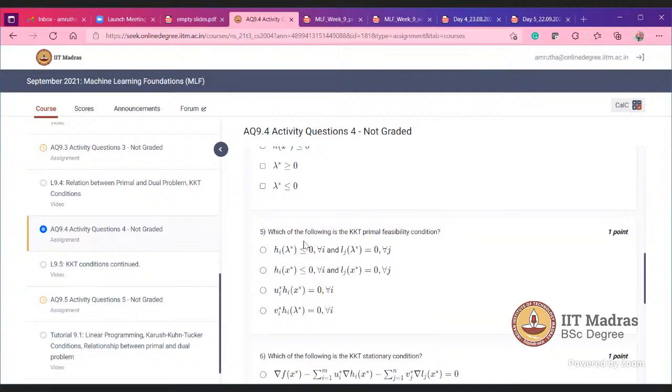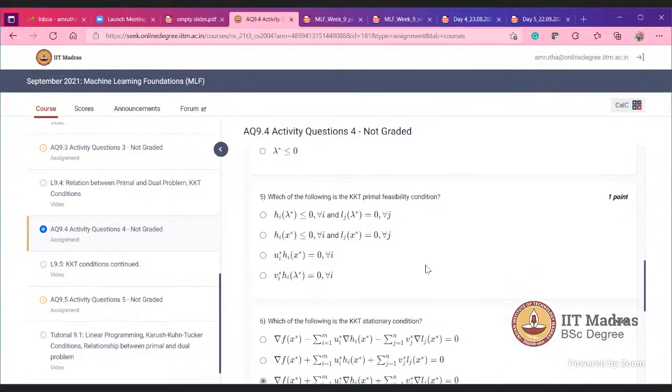There's one more question on testing conditions. Which of the following is a primal feasibility? Your primal feasibility is just taken from your constraint equation. For primal, what value will we have, x or lambda? X star, so x is for your primal. So h_i of x star should be less than or equal to 0 for all i, and m_j of x star should be equal to 0 for all j. That is your primal, so the second option is the correct answer.